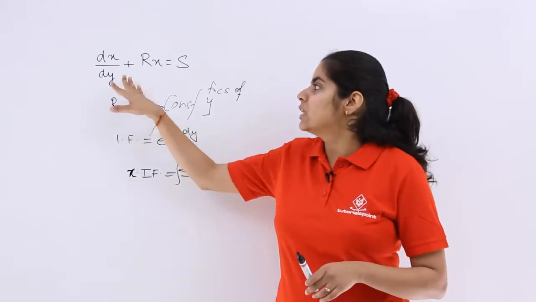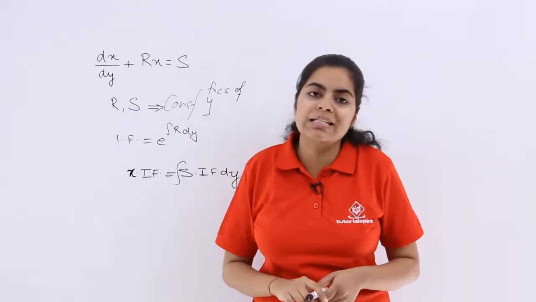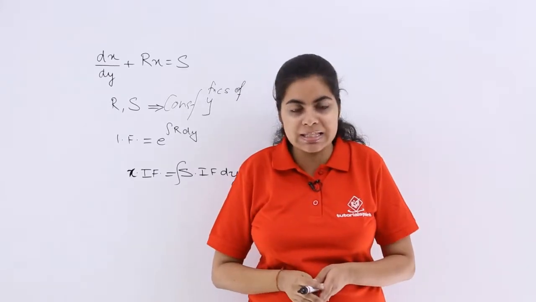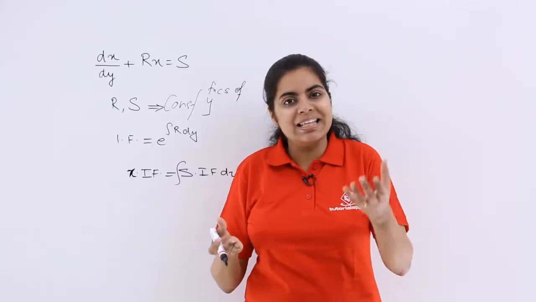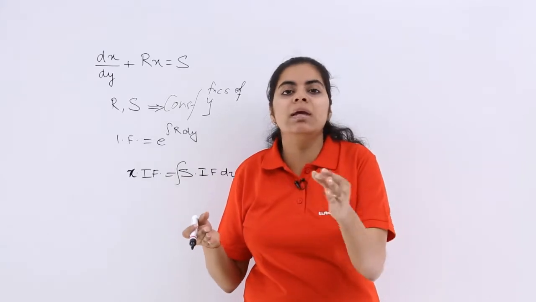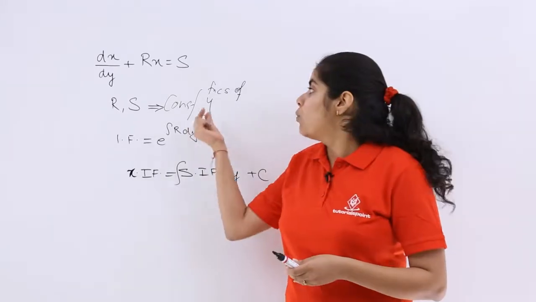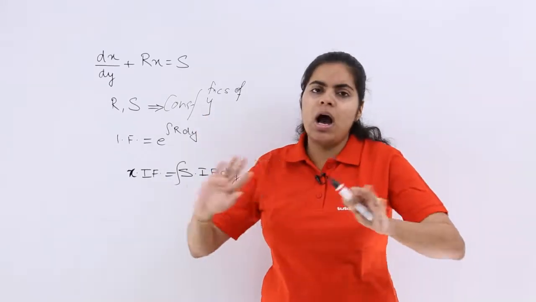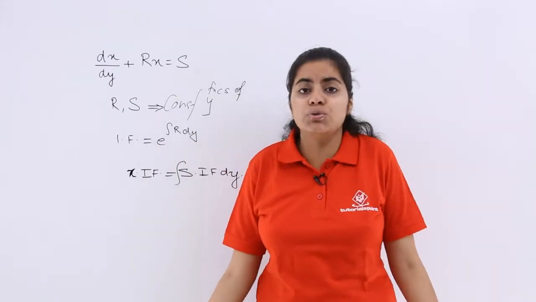Again, let me repeat, this form is a new form, which is dx/dy + Rx = S. What are R and S like? They may be constants or they may be functions of y this time. So how would the questions be like? How do you solve them?